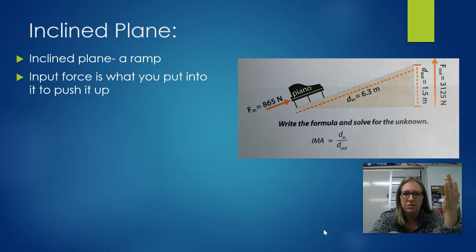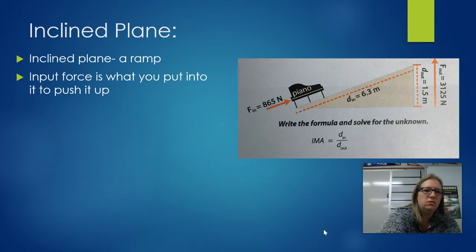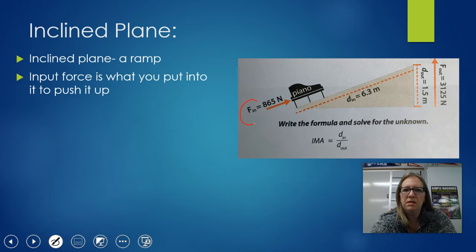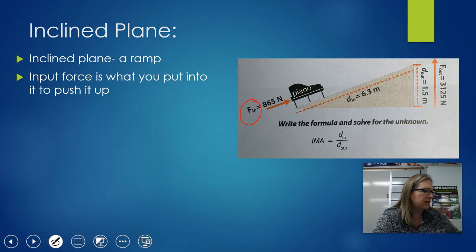The input force is what you put into it. Okay, let me get my pen here. So this would be the input force. I'm pushing, this is just an example of a piano. This is actually on page 314 of your book. We're going to talk about the calculations on 314, okay, if you want to follow along. So the input force is what you put into the object to get it to push up the ramp, okay?